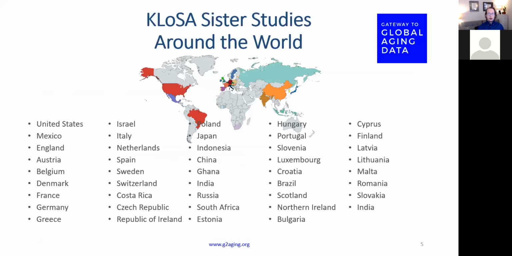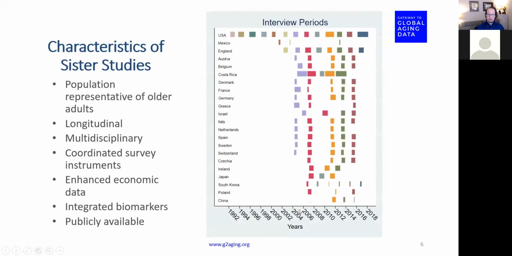If you're a little unfamiliar with the HRS family of studies, the KLOSA sister studies around the world include 45 countries. This is a list that is continually growing. So there's a lot of comparable information collected in different countries. And a lot of these studies are considered sister studies because they have similar characteristics to KLOSA. So they are all population representative of older adults.